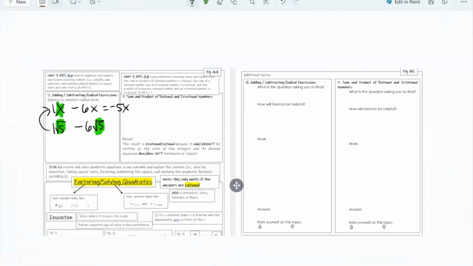And again, I'm writing notes here, but you really should be writing notes here. What is the question asking you to do? How will that be useful? Here's your work, here's your answer, rate yourself. So again, this work should be on this side.